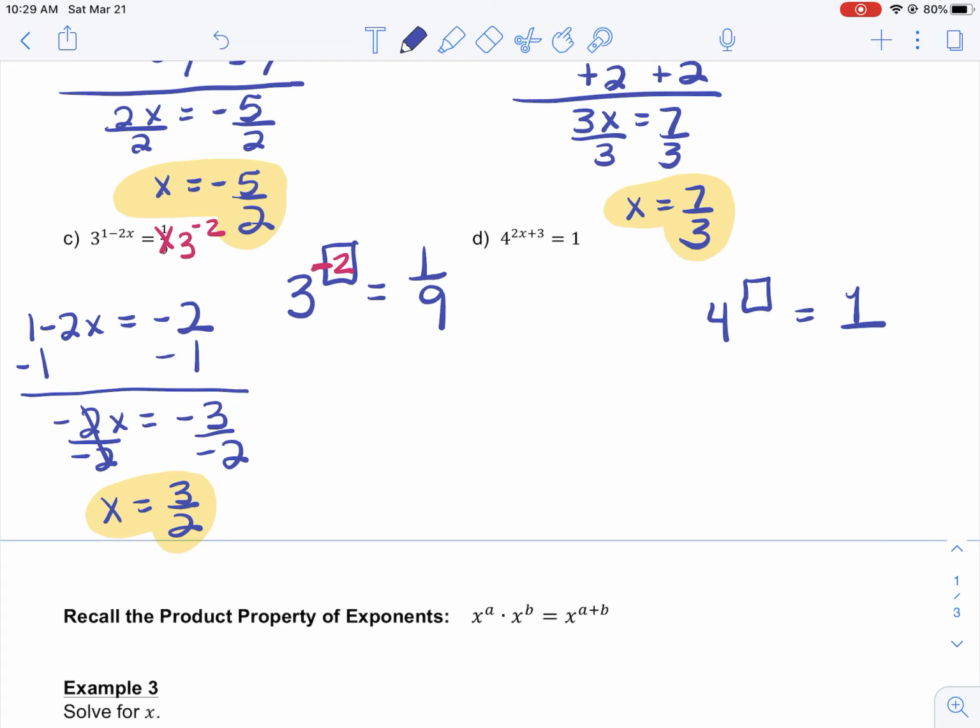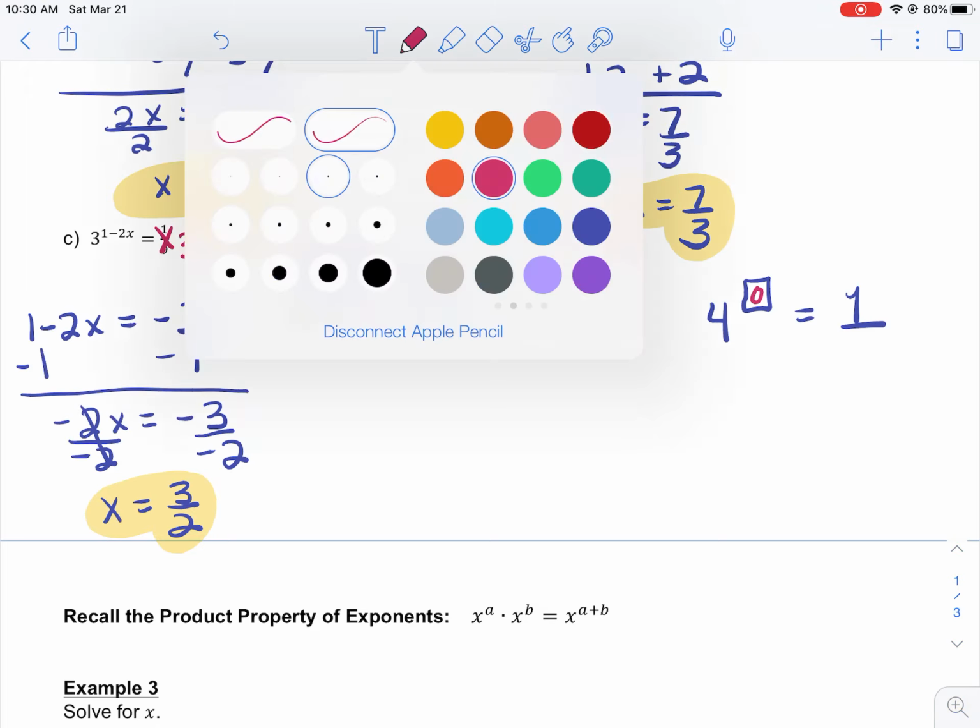Hopefully some of you are recognizing that zero exponent property here. Any base to the 0 power equals 1. So we're going to replace the 1 here with 4 to the 0. This is something you're going to start to recognize. Anytime you have one side exponential and the other side is 1, you can just replace the 1 with the same base to the 0 power.